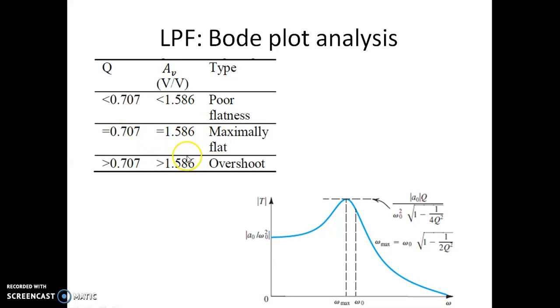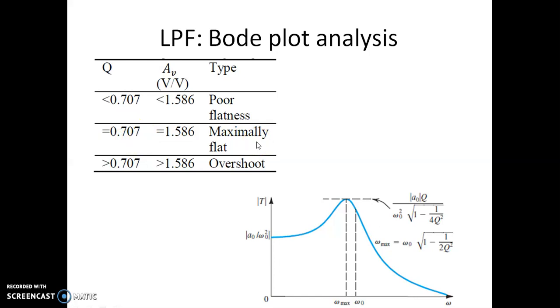If the gain of the op amp exceeds 1.586, we're going to have an overshoot, which corresponds to a Q value greater than 1 over root 2. 1 over root 2 corresponds to 0.707. So if you can see here, this overshoot will be 0 when the value of Q is less than or equal to 0.707. There will be no overshoot.